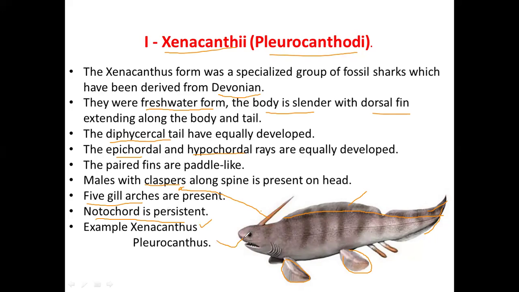This is the diagram. This is the clasper, pectoral fin, pelvic fin, eyes, mouth, and this is the dorsal fin. This is the diphycercal tail. Then this is the clasper. So this is all about the general characteristics and the diagram of Xenacanthi or Pleuracanthodii.